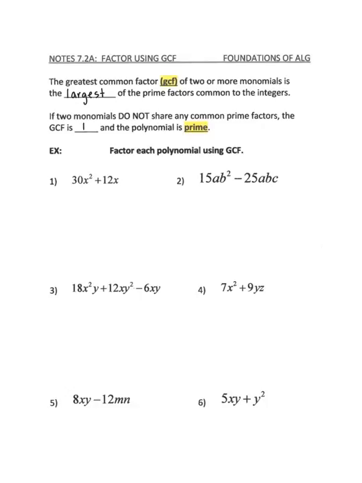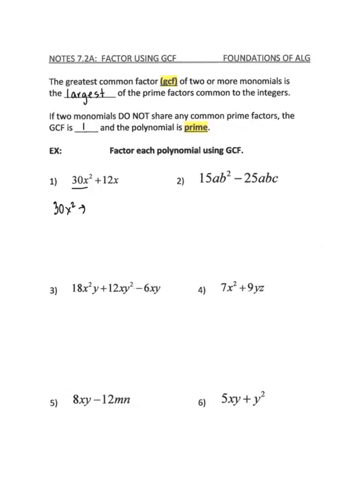So that might not make any sense just reading it, but as we go through an example, it'll start to make more sense. So let's look at number 1. Factor each polynomial using GCF. So what I'm going to do is start with each term. I'm going to start with 30x squared, and I'm going to break that up into its prime factors.